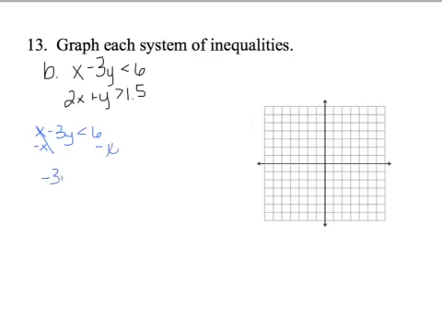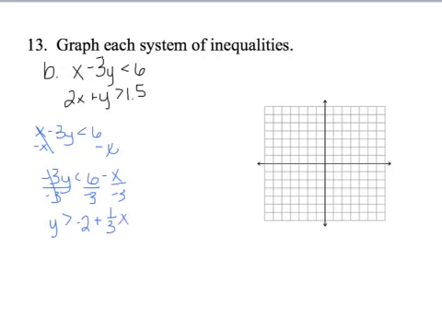I get negative 3y is less than 6 minus x. And I now need to divide everything by negative 3. But you need to remember that when you work with inequalities and you divide or multiply by a negative, your inequality symbol switches. So now I have y is greater than negative 2 plus 1/3 x.